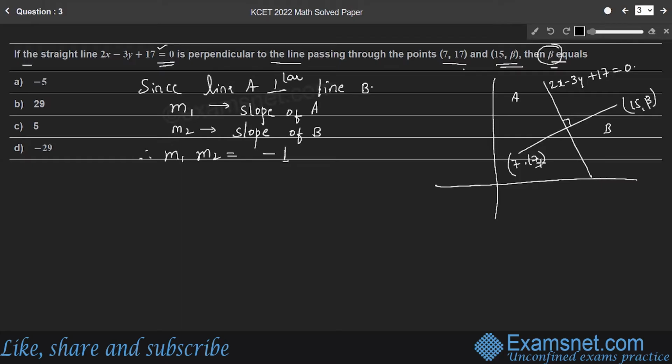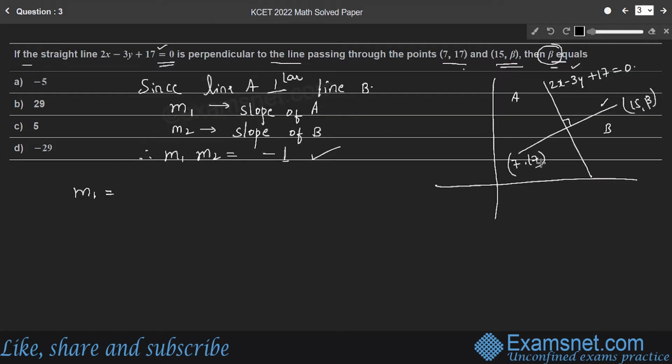Why do we need a slope? Because the slope of the second line can be expressed in terms of beta, since its coordinates are 7, 17 and 15, beta. So once you express their slopes and take their product, we can easily find the value of beta, right? So let us find M1 and M2 separately. Here M1 is slope of first line.